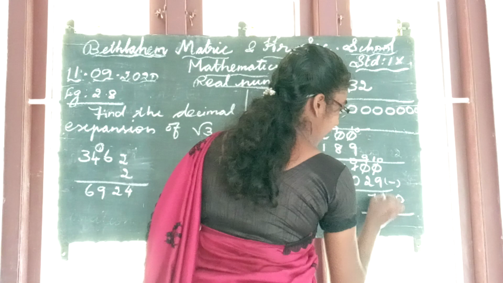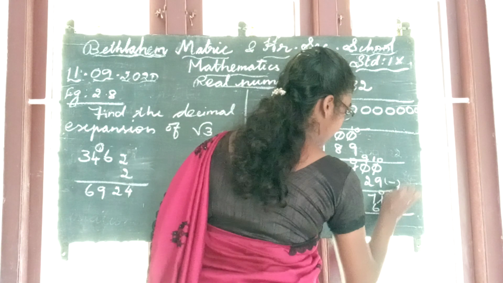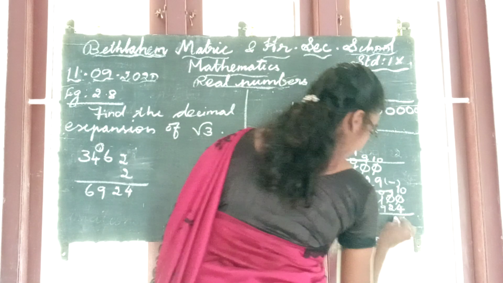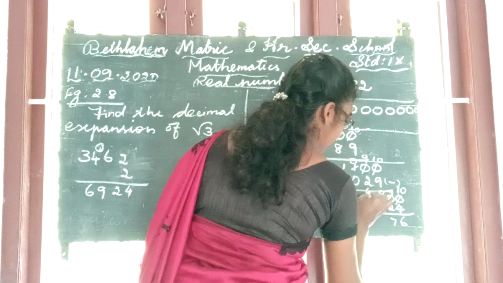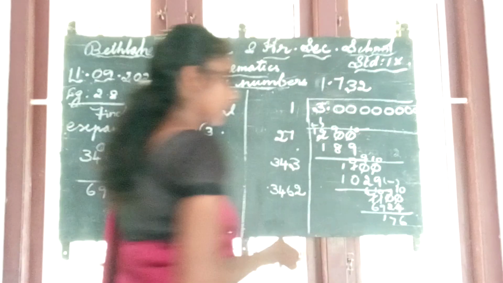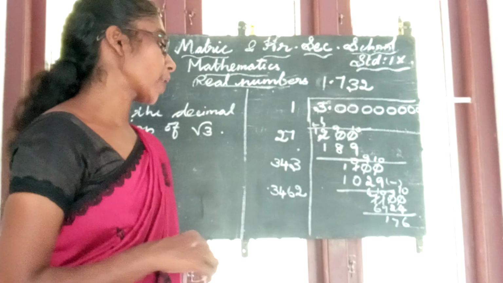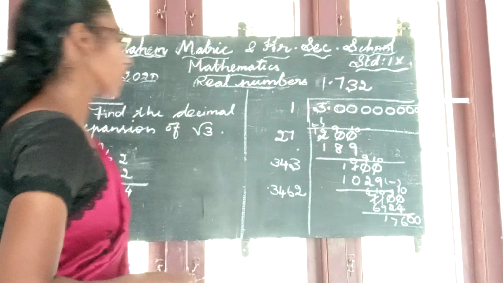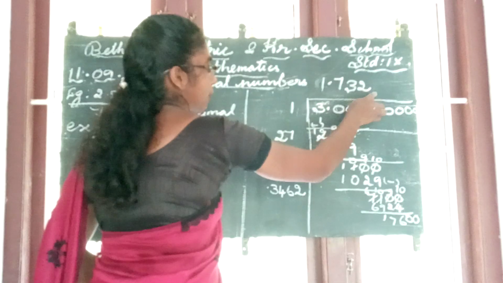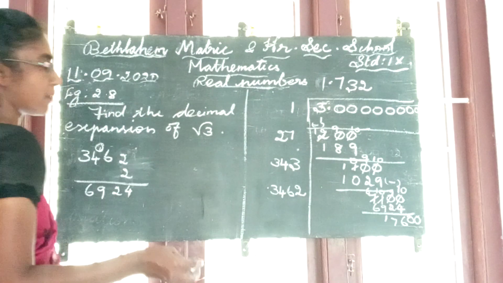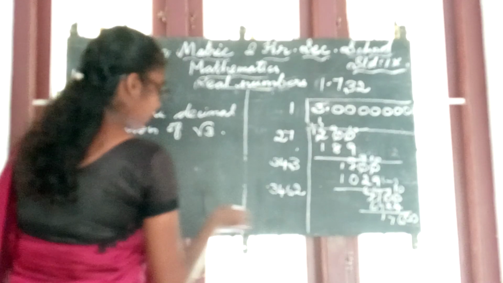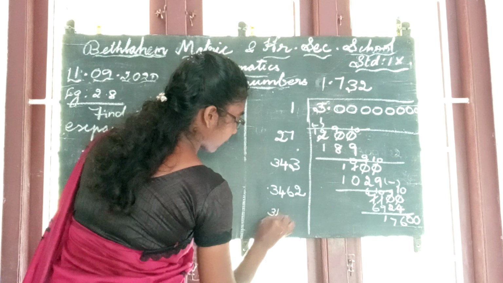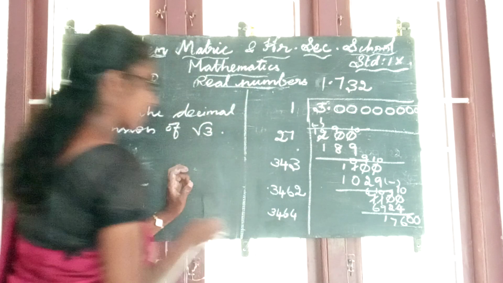Next, what is the balance? Here 0 will be got, here 9 will be got, here 10 will be got. 6, 7, 6, 10, 1. 176. Next, you can also add 00 here. So this multiply by 2, without the decimal point, multiply by 2. What will we get? 3464. Is it? Yeah, multiply and see. What will we get? 3464. Add one number.